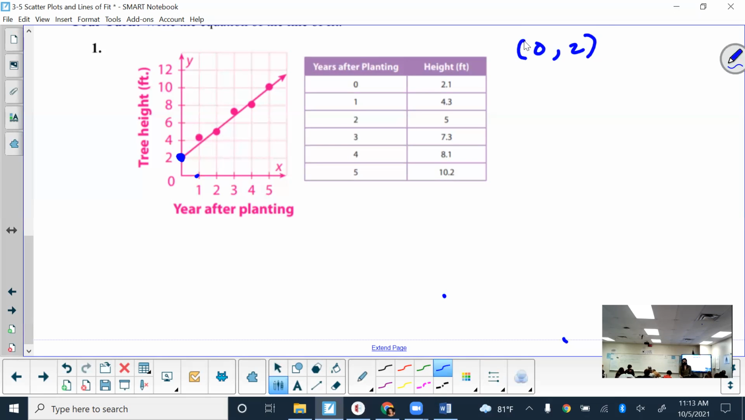What other points did you pick? 5 and 10 works. Anyone else want to share to see if their point is good to choose? 4, 8 works. All right, so 4, 8's right here. It kind of looks like the line's a little bit off-center, but 4 and 8 should still give you a good or close enough answer. What were some other ones? Earlier I heard 2, 5.